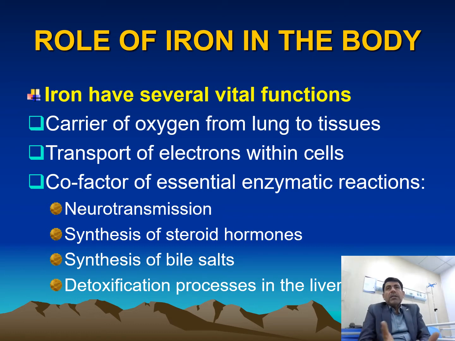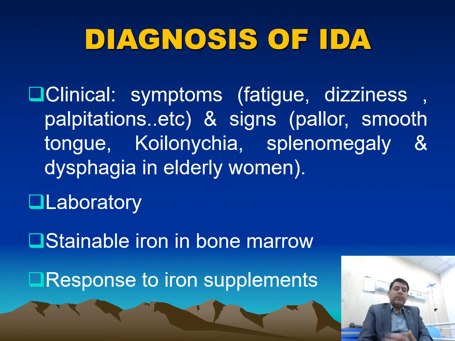So what is the role? What is the function? Why is iron very important in our body? Iron has vital functions in our body. What are these vital functions? It carries oxygen from the lung to the tissue, and also transports electrons within the cells. It is a cofactor of essential enzymatic reactions like neurotransmission, synthesis of steroid hormones, synthesis of bile salts, and detoxification processes happening in the liver. So these are just some aspects, shortly, of the physiology of iron in our body, from transportation and storage and absorption.